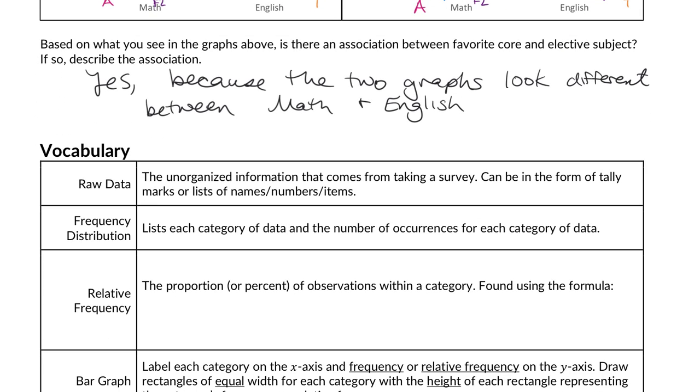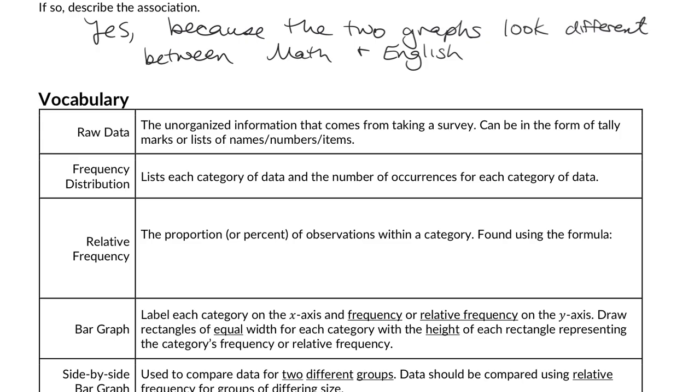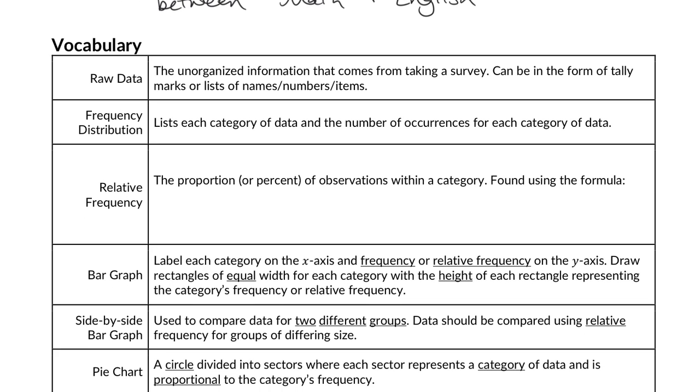Let's go through some vocabulary for today. The raw data that we were talking about earlier is when you did the tally marks. Occasionally when you're taking a survey, you may not organize it as tallies right away. So you might just get a whole bunch of responses, which we're going to see in a little bit. The raw data, again, is the unorganized information that comes from taking a survey. So before you do anything to it, it's called raw data. When you count up the number of each response that you have, that is a frequency distribution. It lists each category and the number of occurrences for that category.